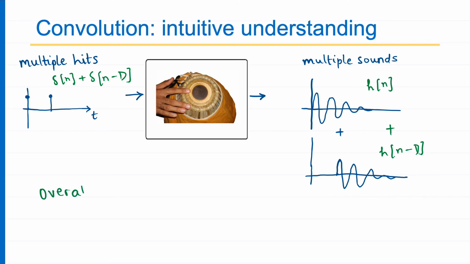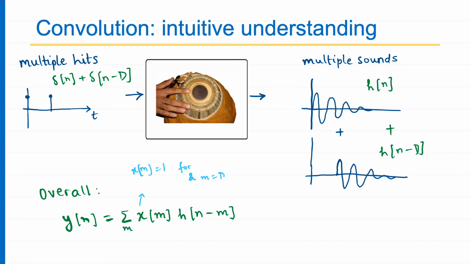Now I can do an overall analysis of convolution. My definition of convolution was y of n is equal to the summation over all m of x of m h of n minus m. How do we analyze it? In this example, my x of m is basically delta n plus delta n minus D, which means it is 1 whenever m is 0 or m is D, and everywhere else x of m is 0. Now if I put this in my equation of y of n, what do I get? My y of n is h of n plus h of n minus capital D. It's very intuitive. You can just put the values in there and you will find it.